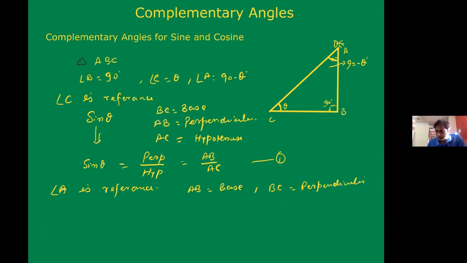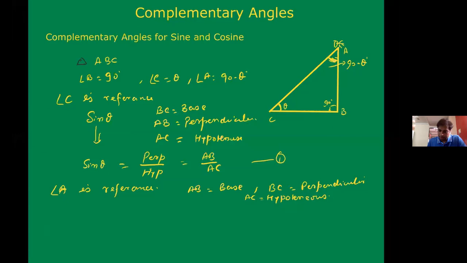Okay. And AC is the hypotenuse because it's opposite to the 90-degree angle. So AC is the hypotenuse. Okay, so now we will consider A as the reference angle.